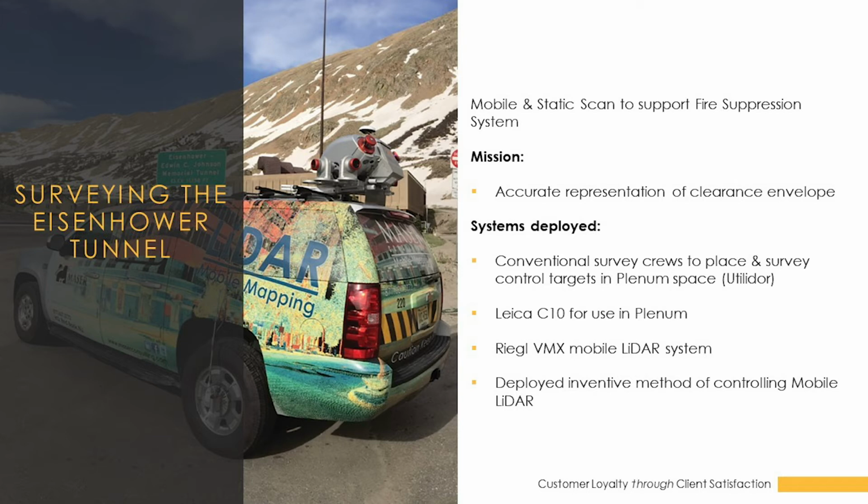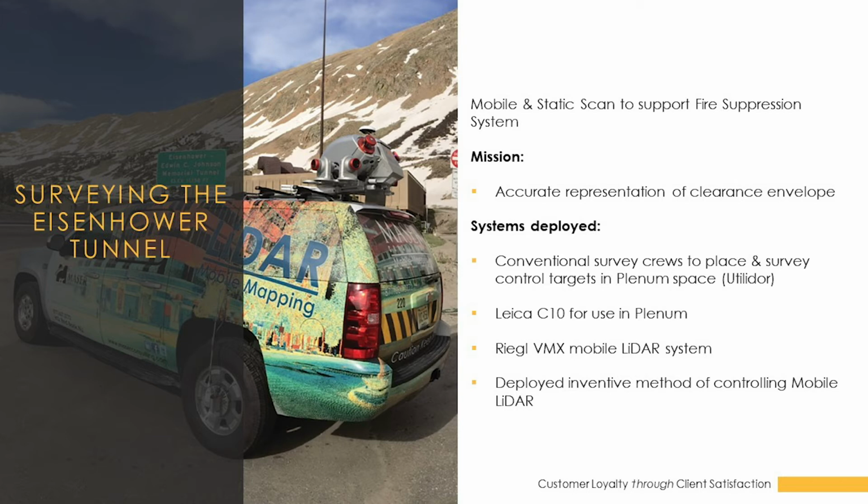a large plenum space. So we deployed the Leica team with the Leica C10. They worked their way from one end of the tunnel to the other in the plenum space with the control that was provided, the conventional survey control. In the end, we actually ran the mobile LiDAR through the tunnel and captured the tunnels. So there was no traffic control necessary to do the capture or the control, which is very positive.